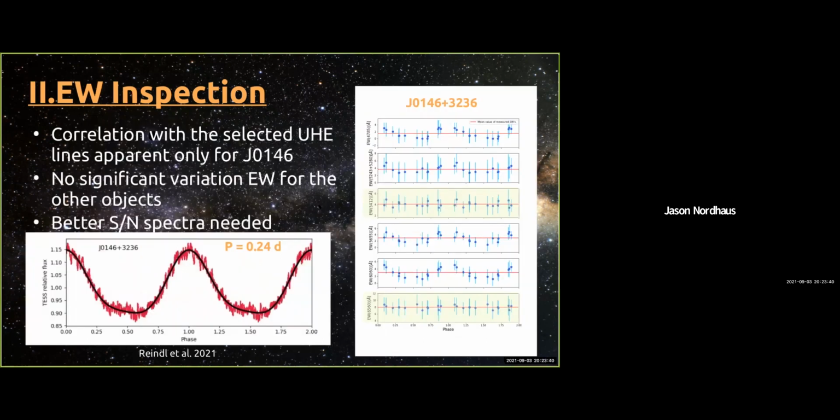I measured equivalent widths of selected ultra-high excitation lines in our sample. However, I could only find a clear correlation for the object J0146, and for the other objects, equivalent width variations are statistically not significant. However, I should also mention that for the other objects, we do not have high signal-to-noise spectra, which is essential for accurate equivalent width measurements. That's why we need better signal-to-noise spectra to reach a conclusion.